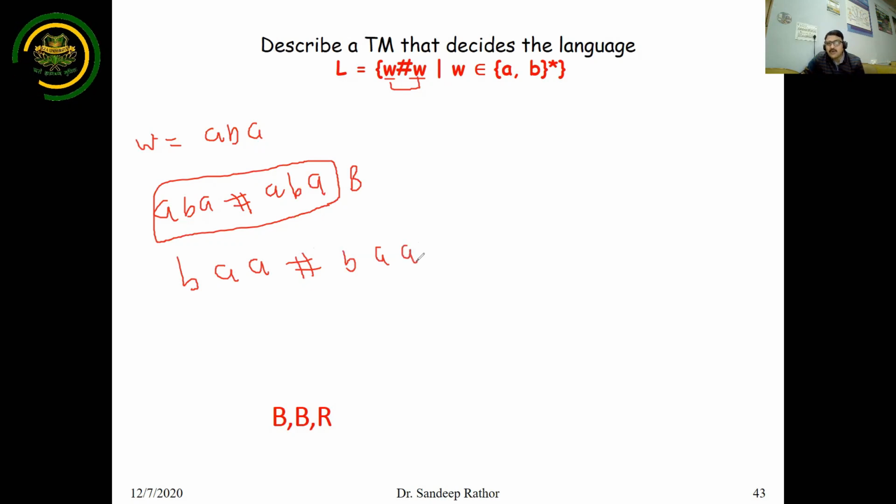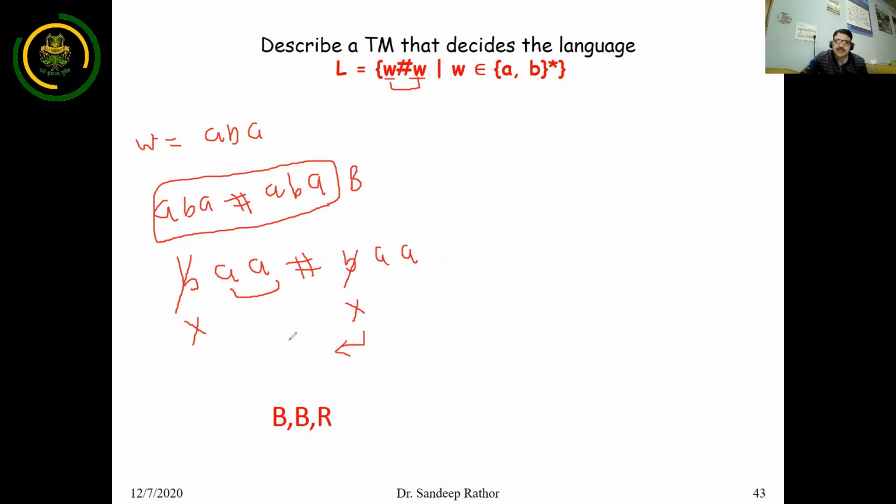So how can we construct the Turing machine? What will be the logic behind this? Suppose the first symbol is B, and B is blanked out, crossed with X. After that, no need to change any other symbol until you find the hash sign. After the hash sign, you are ensured that there will be another W. So the first symbol should be cancelled out, and move towards the left side.